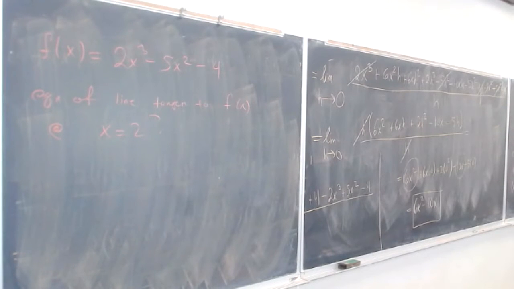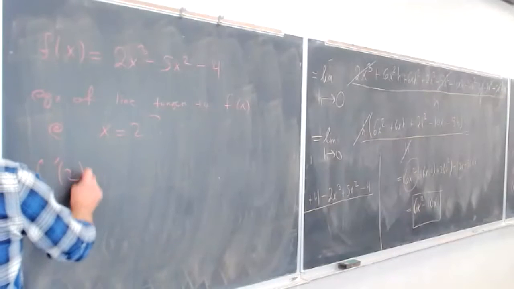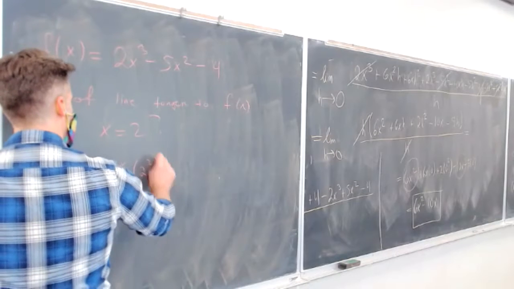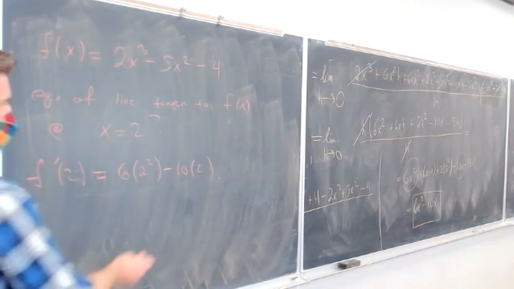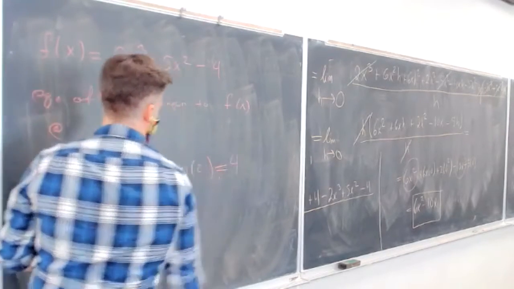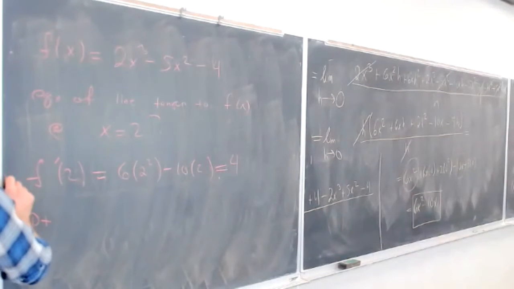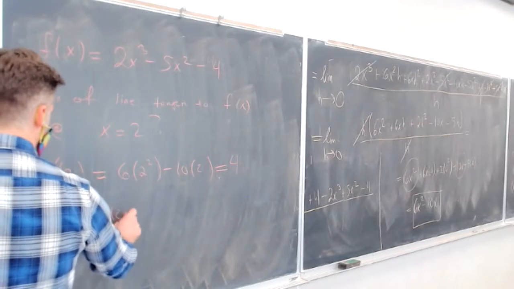We know how to find the answer. We need the slope, which we can get easily. The slope is going to be f prime of 2, which is 6 times 2 squared minus 10 times 2. That's 24 minus 20, which is 4. And then we need a point. Well, x is 2 and y is whatever the y coordinate is. So our point is 2 comma f of 2.